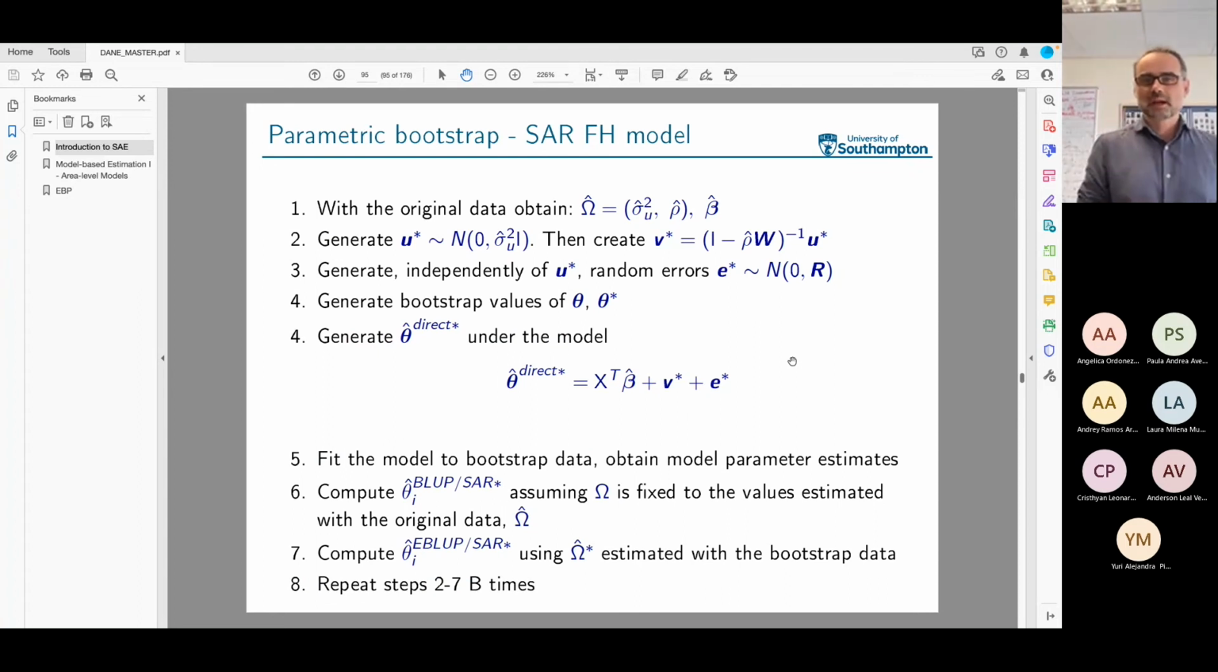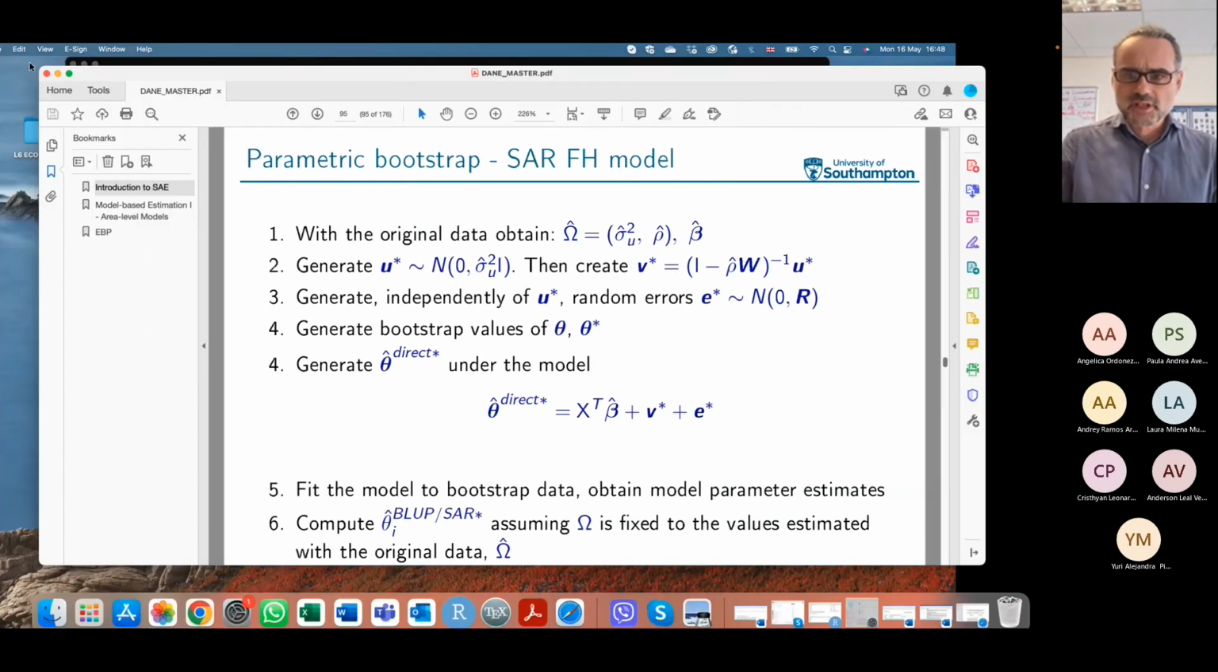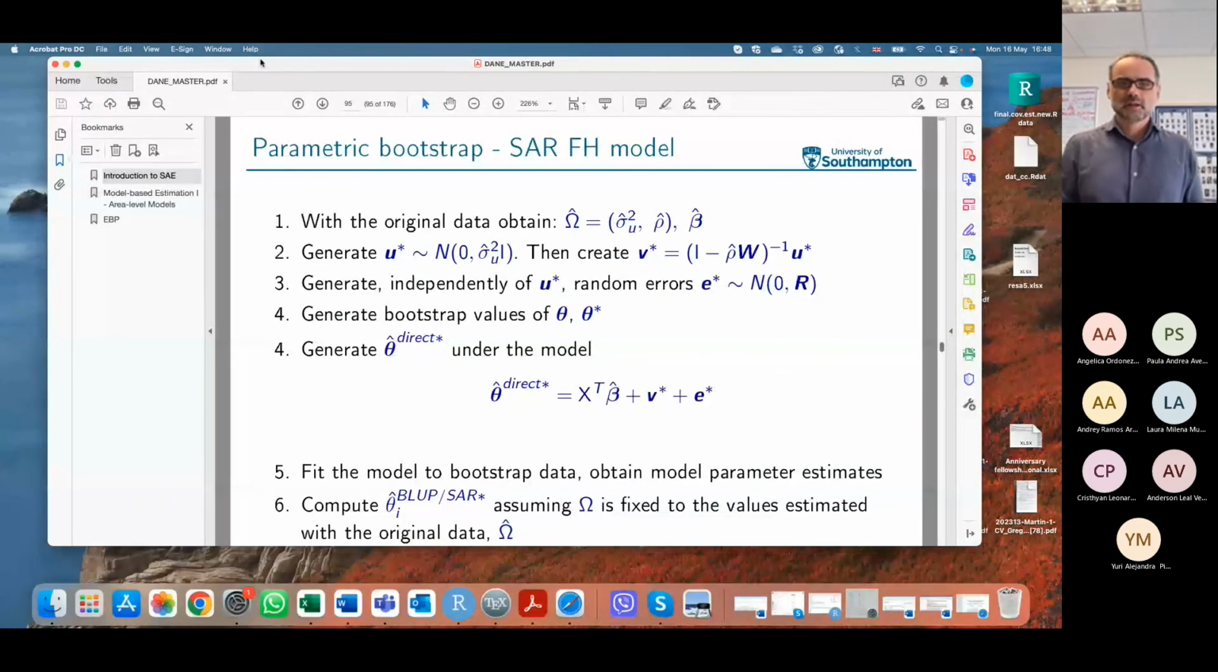So let's look at how the parametric bootstrap for the SAR Fay-Herriot model works. Again, this is going to be only one of the parametric bootstrap mean squared error estimators that we consider. What you need to do here is start with your original data, and using your original data, estimate the set of parameters sigma hat u, rho hat, and beta hat. And as with the standard parametric bootstrap we described before for the Fay-Herriot model, what you need to do now is generate a set of random effects, u star. Remember that the star always denotes quantities that are in the bootstrap world. So we generate a set of bootstrap random effects under the model, which follows a normal distribution with mean 0 and variance sigma squared u.